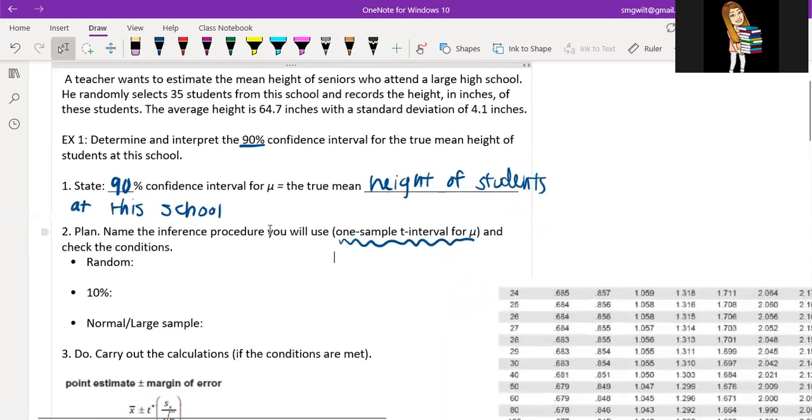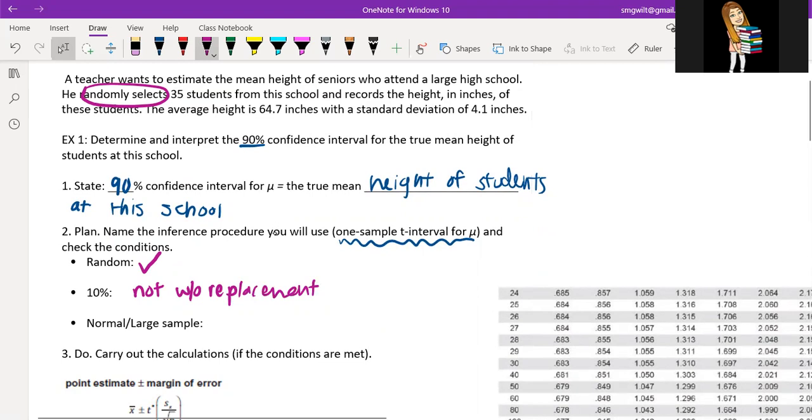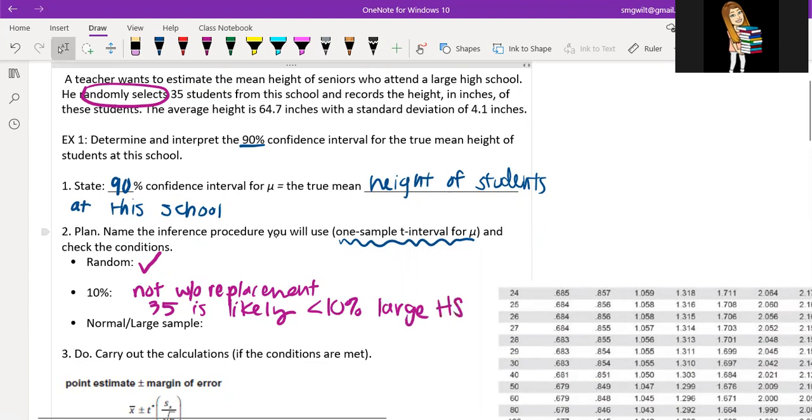Checking the conditions, it must be random. He randomly selects, which tells us that it is random. Remember the 10% condition: we have to check if something is taken without replacement, and this is not without replacement. Another way that we can do this is that 35 is likely less than 10% of a large high school. If I think about a large high school, that number should be a lot larger than 350, because 35 is 10% of 350. A large high school definitely has more than 350 students. So we're going to say that that one is met.